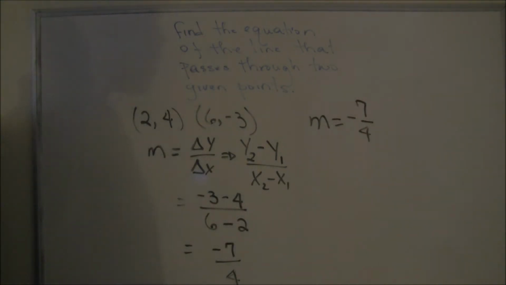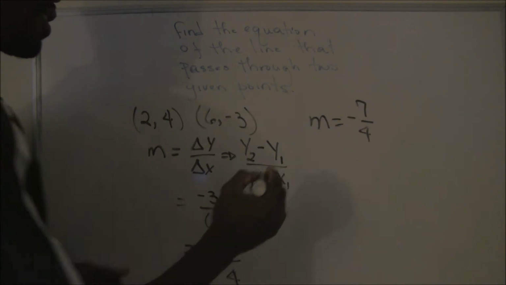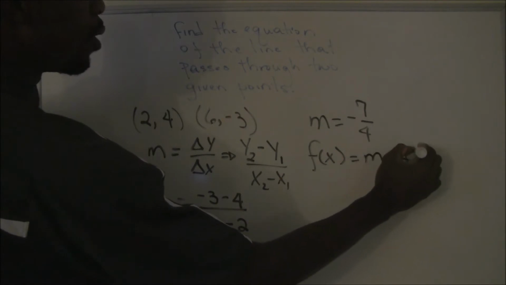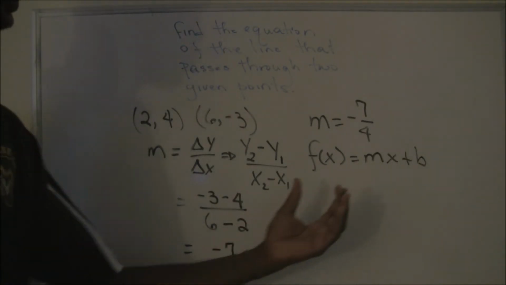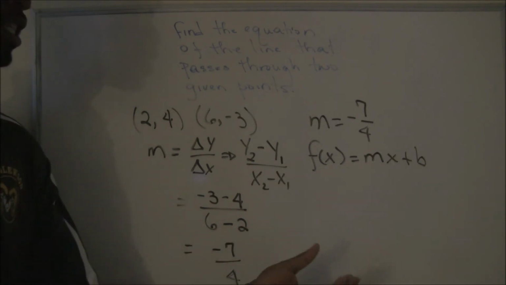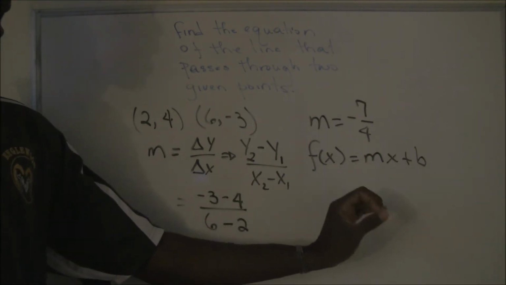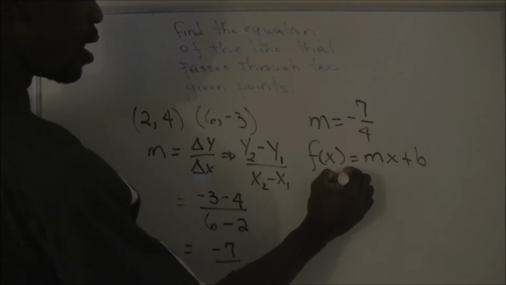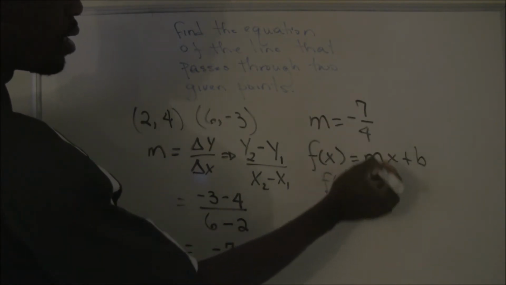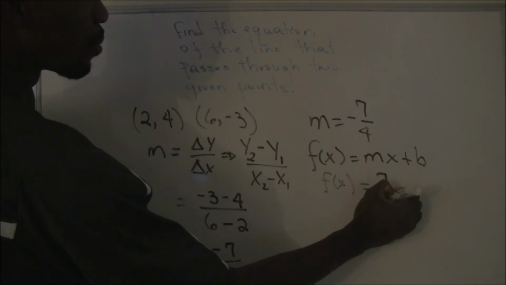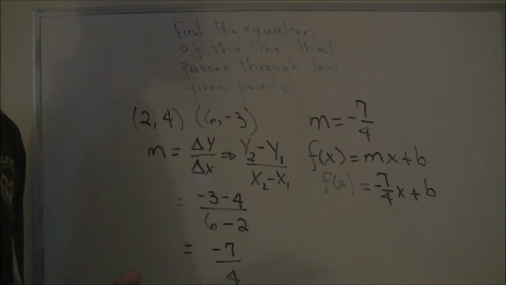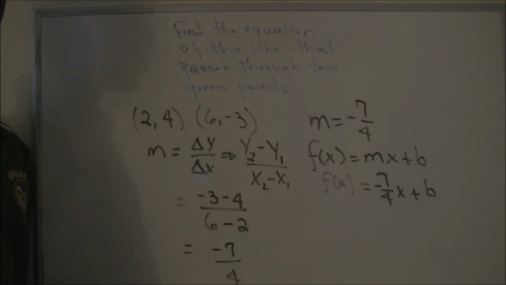Because we will be using a linear function in this case, we know the form is f of x equals mx plus b. Frankly, all we have to do to get the right function is replace everything we know in the function. So f of x is m, which is negative 7 over 4, and we keep the x and plus b. Frankly, we do not know what b is. As a result, we need to find b.